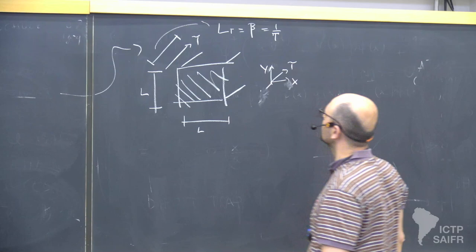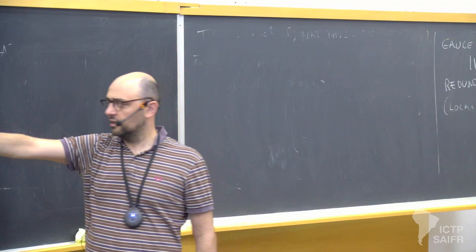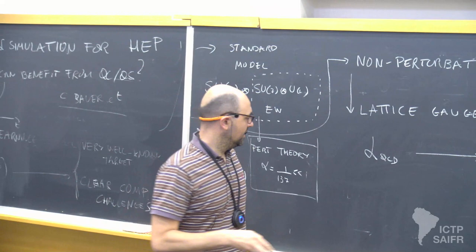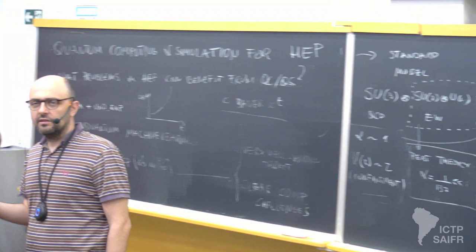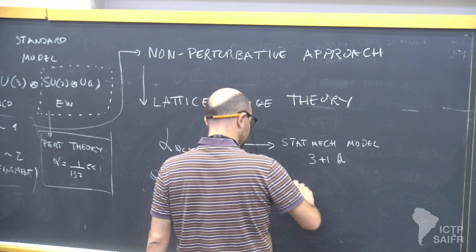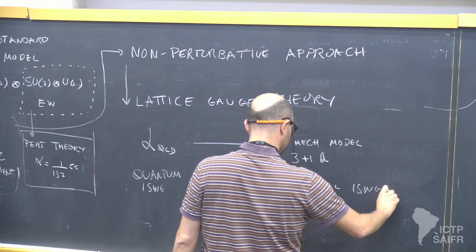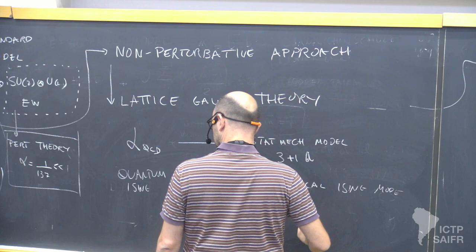The construction that people do in lattice QCD is something that in statistical mechanics is known. You can do the same thing if you look at, for instance, the quantum Ising model. So if you have a quantum Ising model, and suppose that you want to study its properties non-perturbatively, what do you do? You put it on a lattice, and when you write it, it becomes a classical Ising model, which is anisotropic, in dimension D plus 1 if the original was in dimension D.